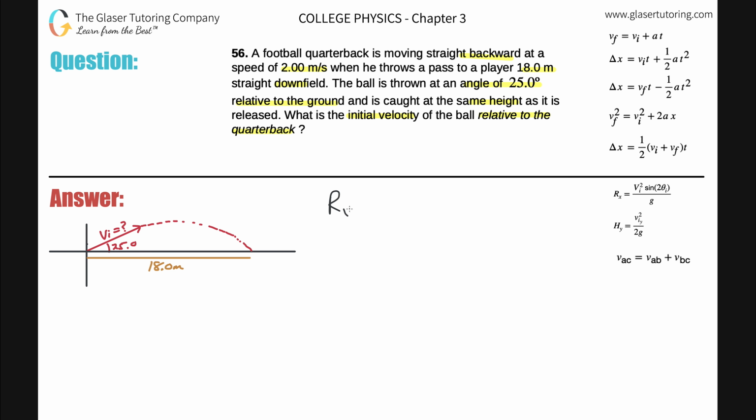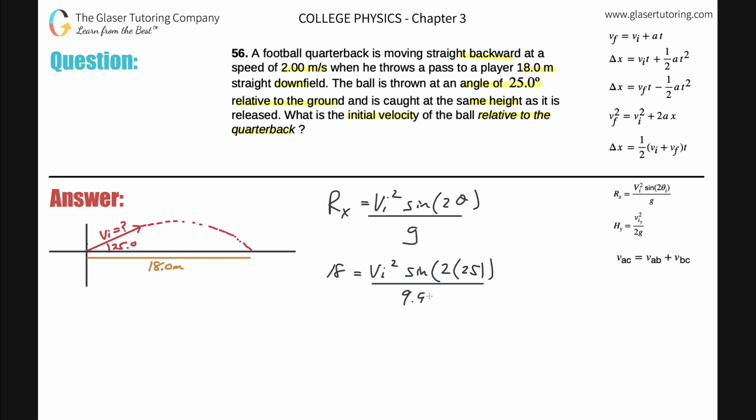It says that the range is equal to the initial velocity squared times the sine of 2 times that release angle, divided by g. In this case, the range is 18 meters. That's how far the ball was thrown. The initial velocity is what we're looking for, multiplied by the sine of 2 times that release angle of 25 degrees, all divided by g, which is just 9.80. Remember, g is the positive value, the absolute value of the acceleration due to gravity. So now all we have to do is solve this for V_i.